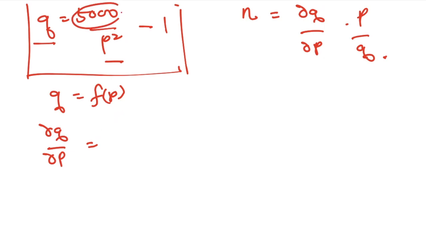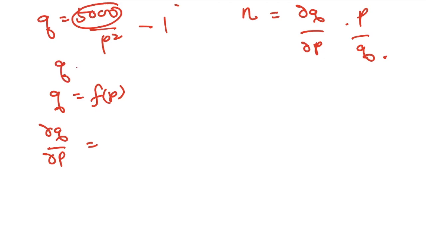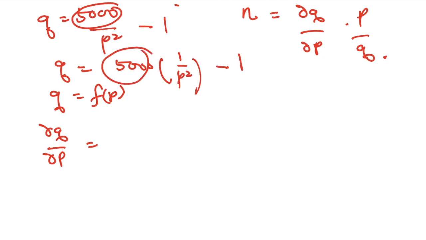You see here 5,000. You see this one? Before I go to the solution of delta Q over delta P, I can actually rewrite this function into Q equivalent to 5,000 times 1 over P square minus 1, isn't it? Now you see here, you have a constant here, you have this. We just need to differentiate it with respect to P.